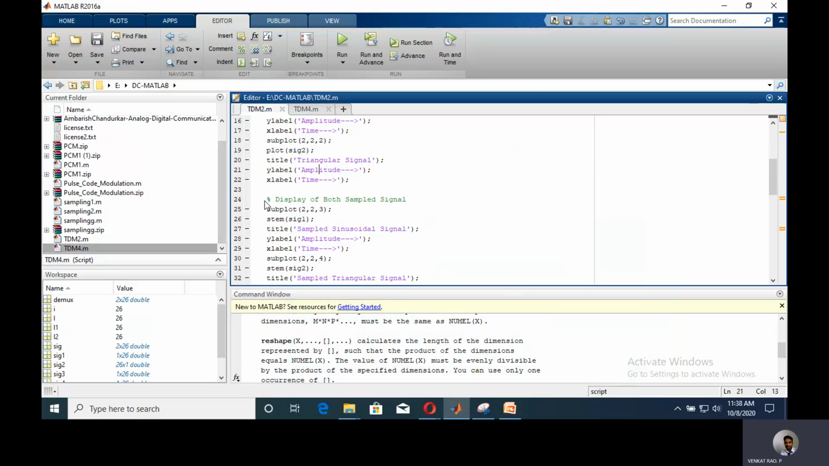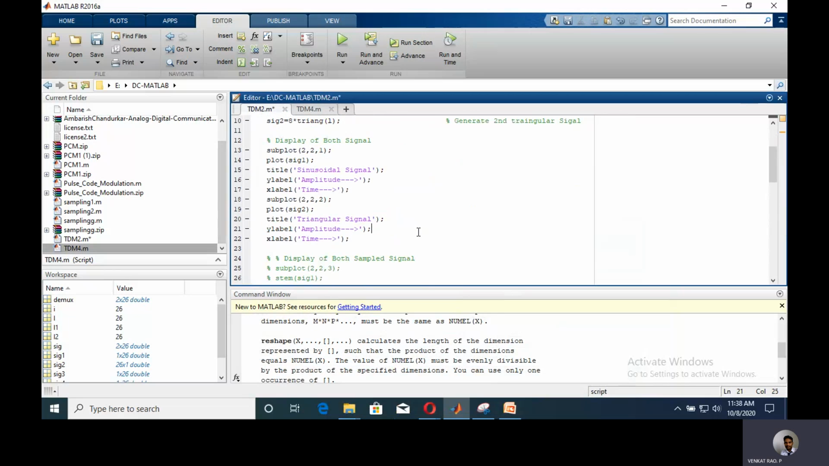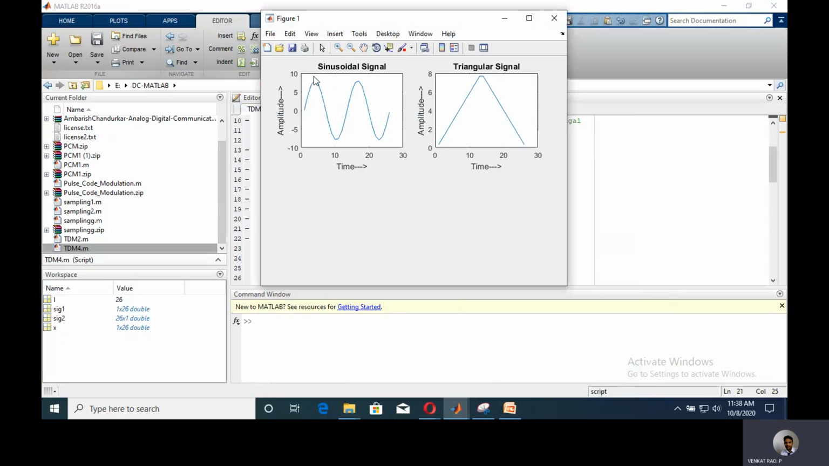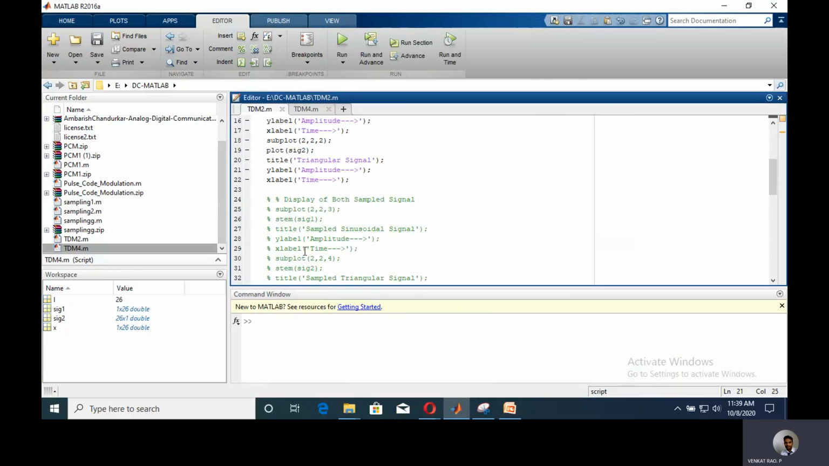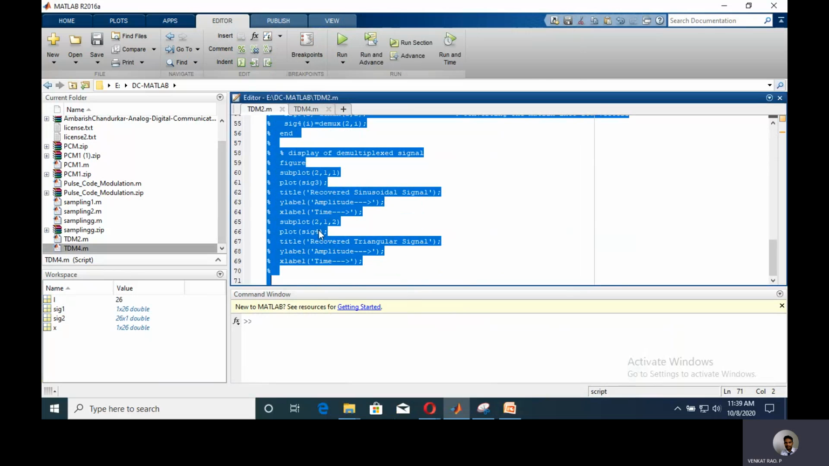Before going further, let us observe only these 2 signals first, commenting this and trying to produce these waveforms. Now if you observe this, these are the 2 signals. Sinusoidal signal is displayed having an amplitude of 8 and -8, and this is the triangular wave which is displayed in the same length. Now again I'm commenting this.